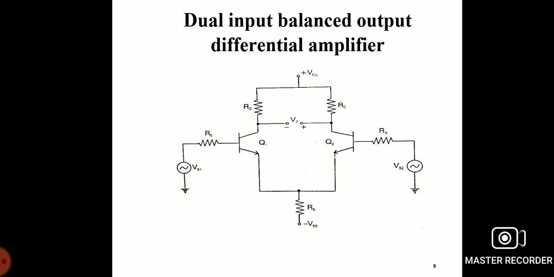So here the two differential transistors Q1 and Q2 have dual input and a balanced output, that is Vo. The two inputs are positive and negative. This can be used to produce the balanced and stable output Vo.